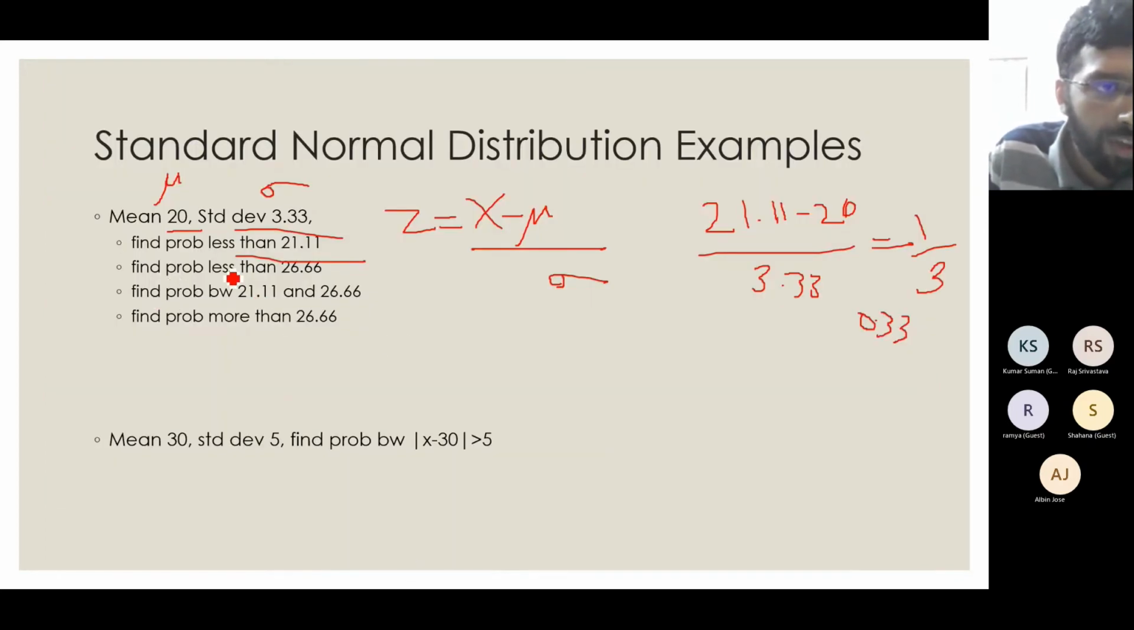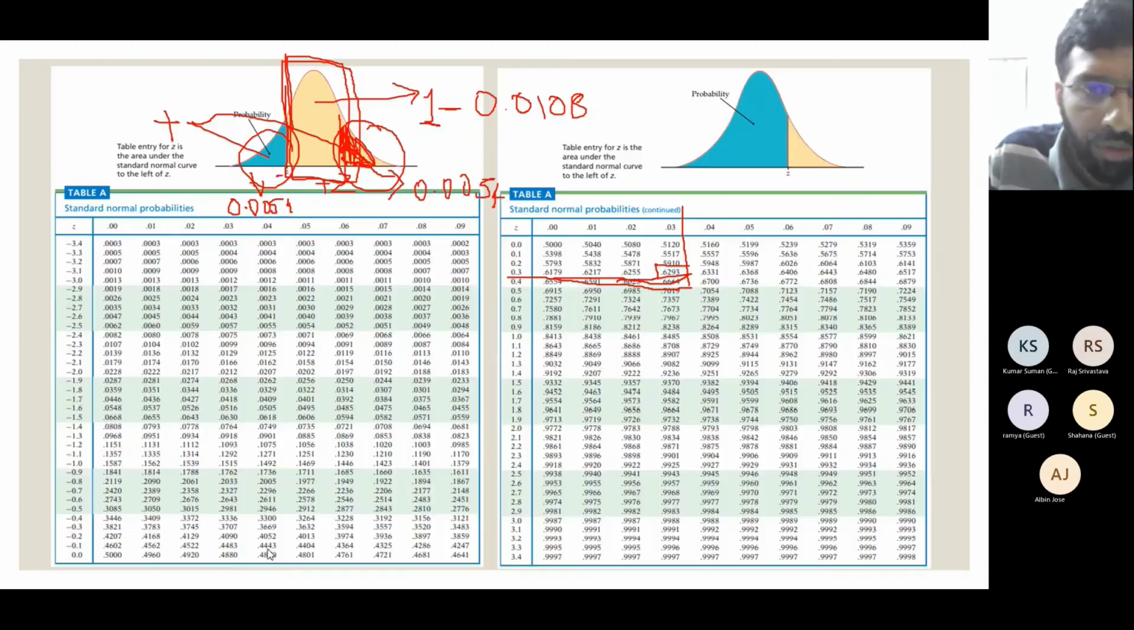Now suppose I want to find the probability of less than 26.66. Again the same way, 26.66 minus 20 divided by 3.33, I get 2. To find the probability that the value is less than that, you have to find the value corresponding to 2, which is 0.9772.